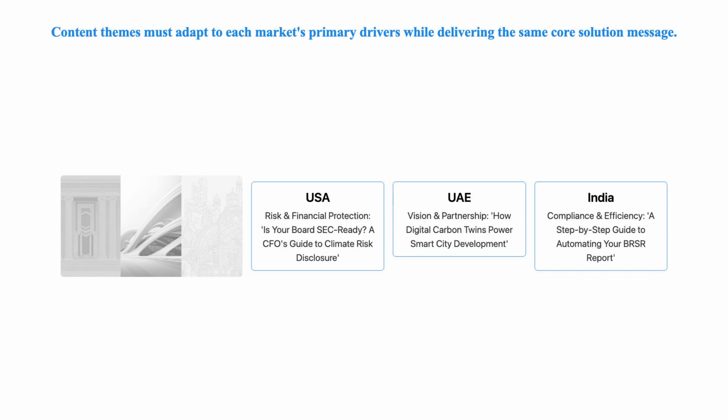For India, emphasize compliance and efficiency, a step-by-step guide to automating your BRSR reports or reducing compliance costs through intelligent carbon tracking. Your content should provide practical guidance for meeting BRSR requirements while improving operational efficiency. Include case studies showing cost savings and process improvements. Each market receives the same core message adapted to their primary motivations.